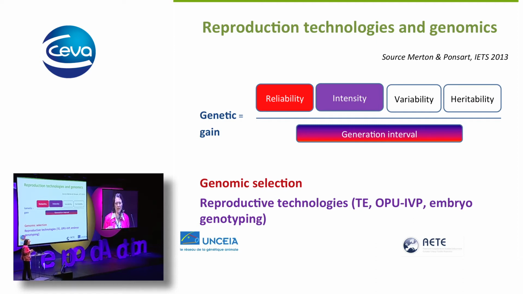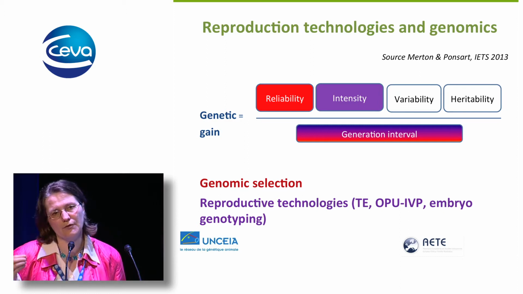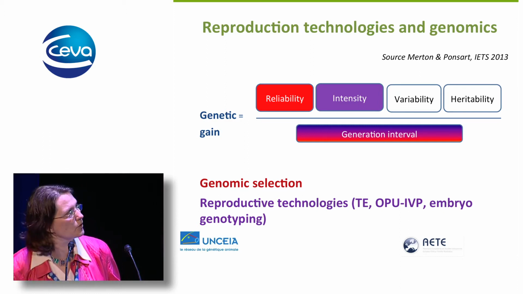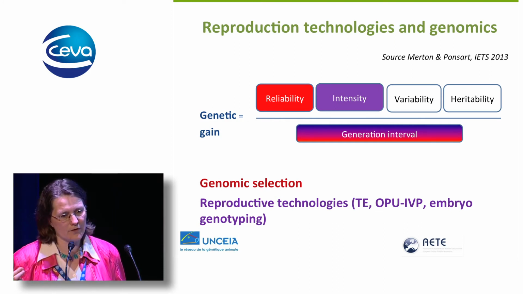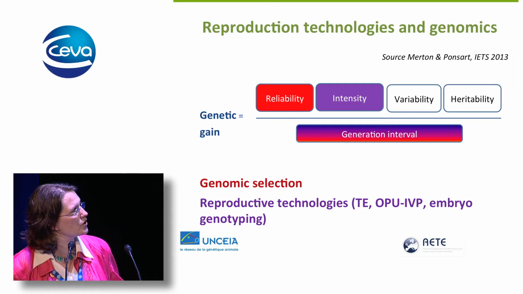What is intensity? It's the number of candidates that you will enter into your genomic scheme. And of course, if you test more candidates, you have a bigger probability to get good candidates. It depends on the individual variability, and you need variability to select animals, and it depends on the heritability. If you have a low heritable trait, it's more difficult. And it's inversely correlated with the generation interval.